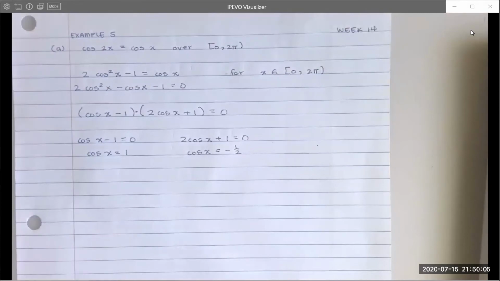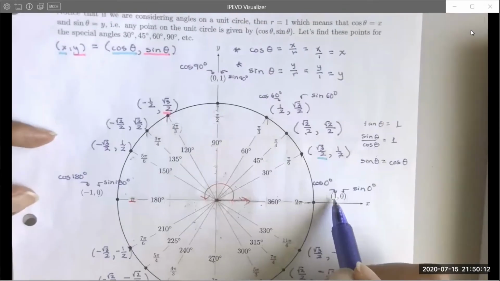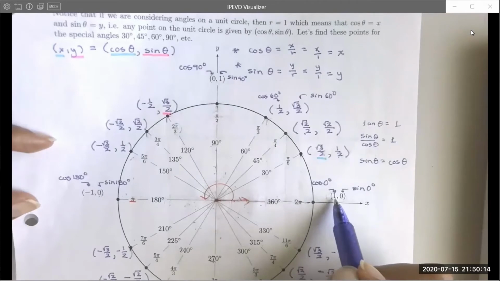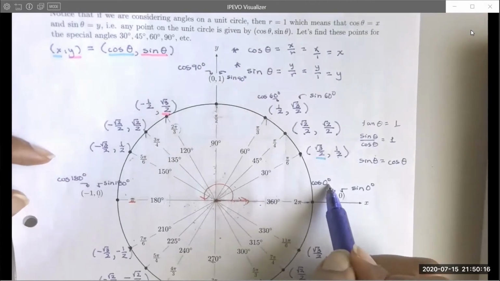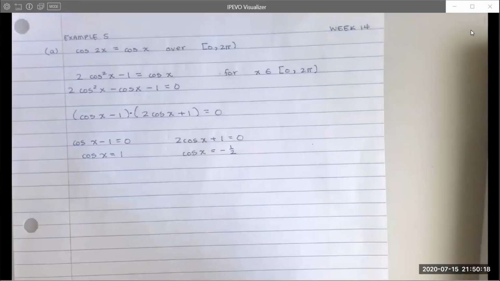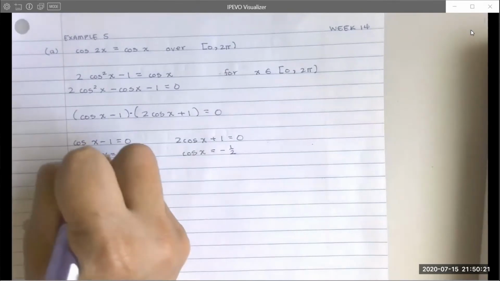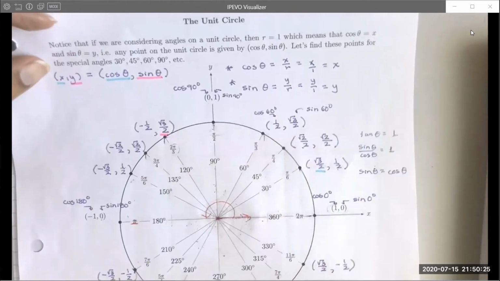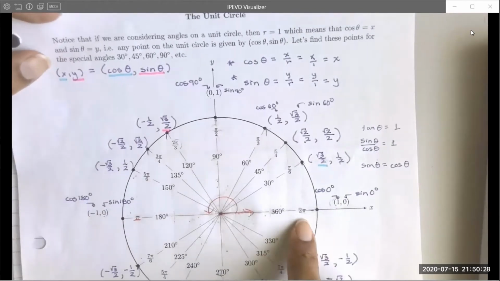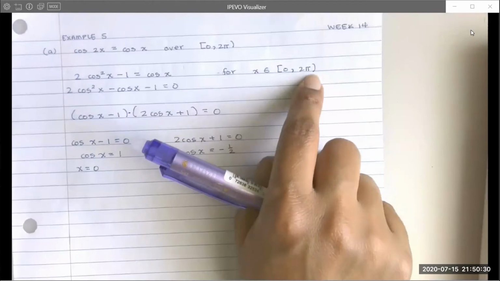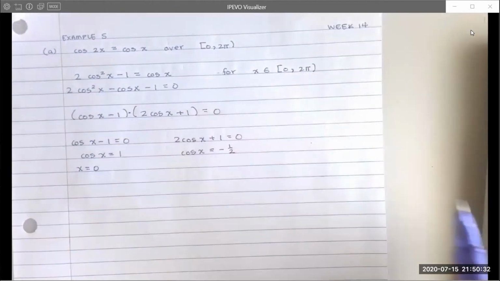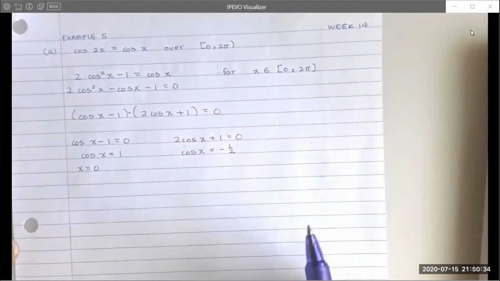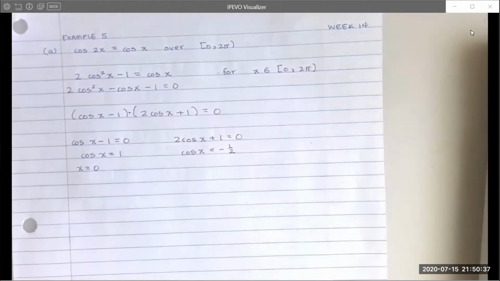Let's see, where's my unit circle? Cosine is 1 when we have 0 degrees or 0 radians. So that would be one possibility. This one would give us x is equal to 0 radians. And then the other place where it's 1 would be at 360 or 2 pi, but that's not part of the range, right? The 2 pi is excluded. So x is equal to 0 would be the only answer for that equation.